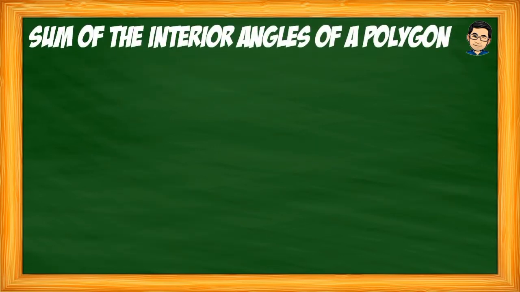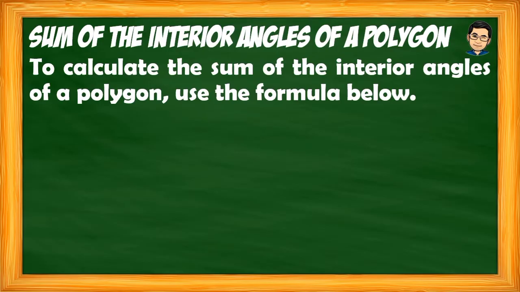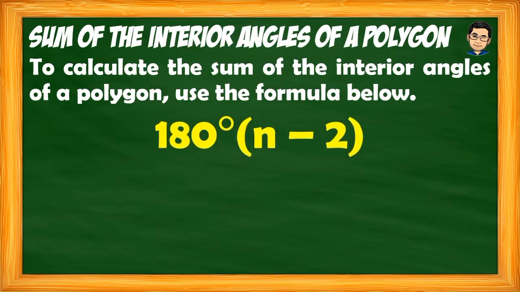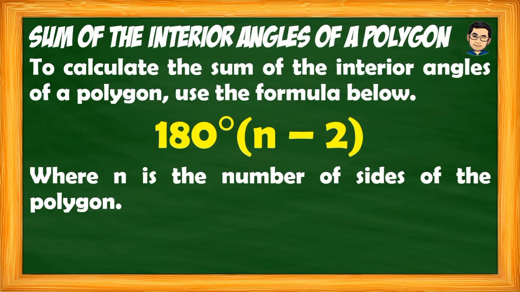Sir, what if yung ating polygon is hindi siya triangle? For example, isa siyang octagon, 8-sided polygon. Is it possible for us to calculate the sum of its interior angles? Yes, of course. To calculate the sum of the interior angles of a polygon, kahit anong polygon man yan, ilan ang sides man yan, we will use the formula below. And that is 180 degrees times the quantity of n minus 2, where n is the number of sides of the polygon.